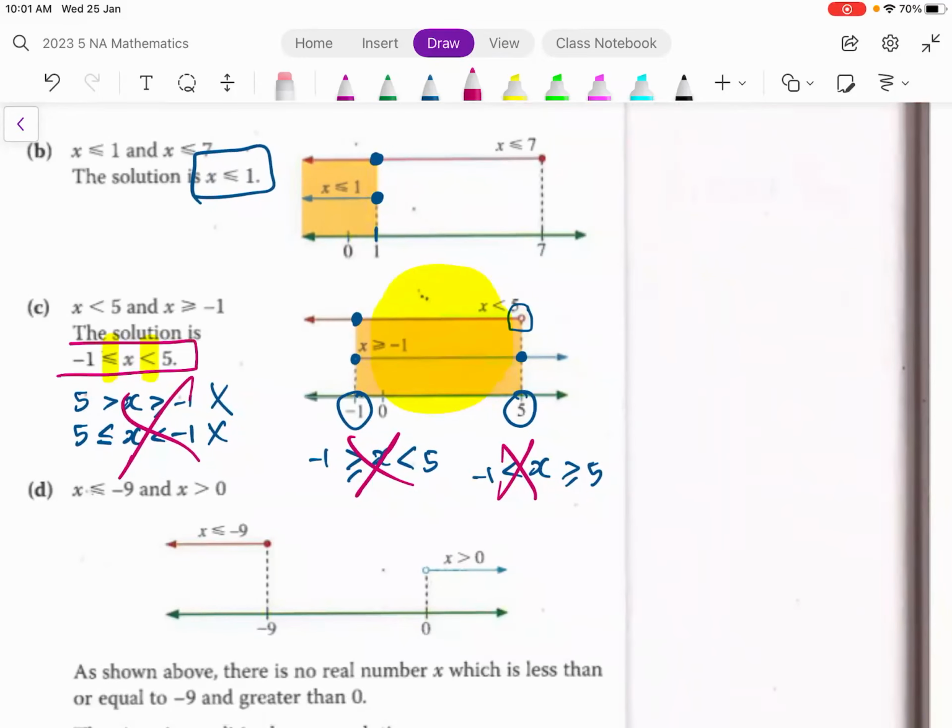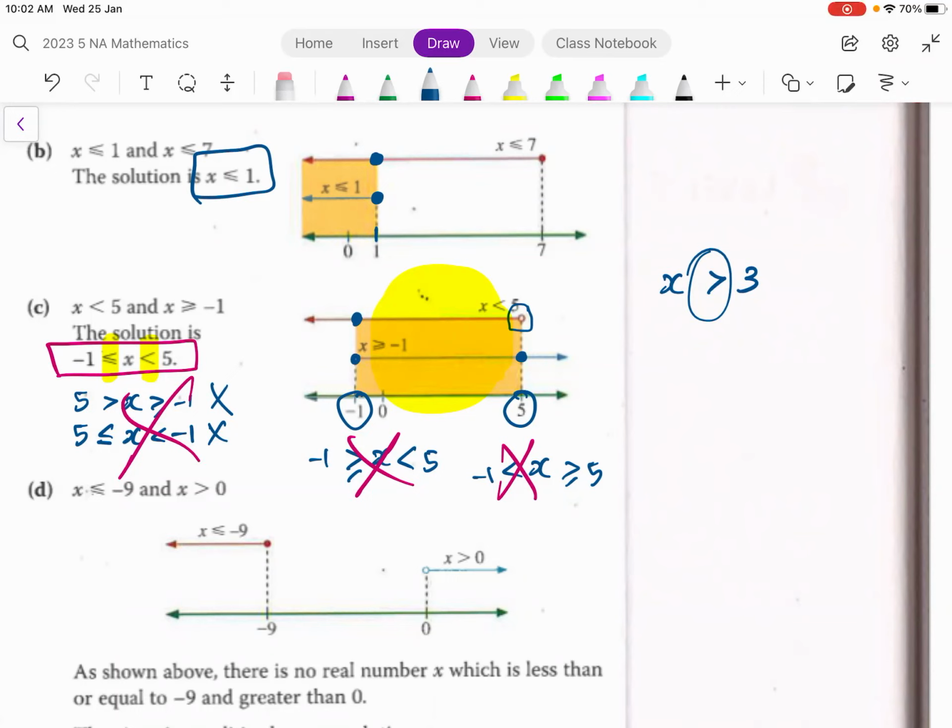This is what I'm going to accept: the smaller number on the left, if it has a lower boundary and an upper boundary. However, sometimes your answers look like this. x greater than 3. This is fine. You only have one value, 3. So your inequality sign, I'm okay with it. In fact, it should be pointing in this particular direction because we make x the subject.